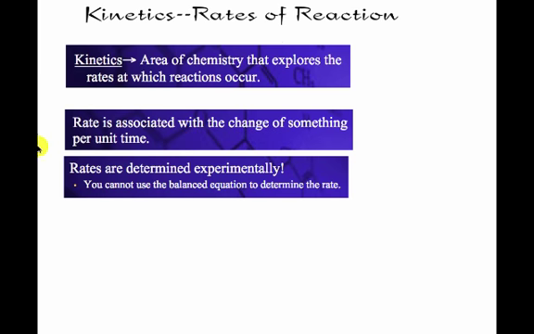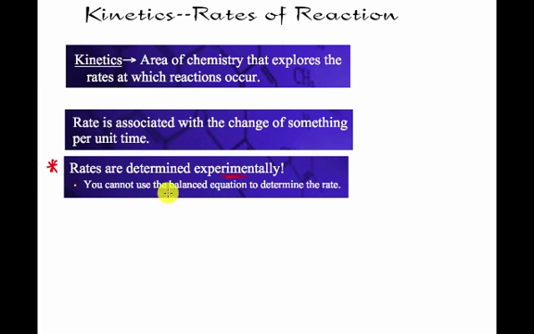Now, one thing to mention here, and this is something you really want to remember, is that you cannot figure any of this stuff out by looking at the balanced equations. This is something a lot of students fall into a trap on, but the rates have to be experimentally calculated. What that means is that you're going to have data tables and you have to use experimental data to figure out these rates of reactions.